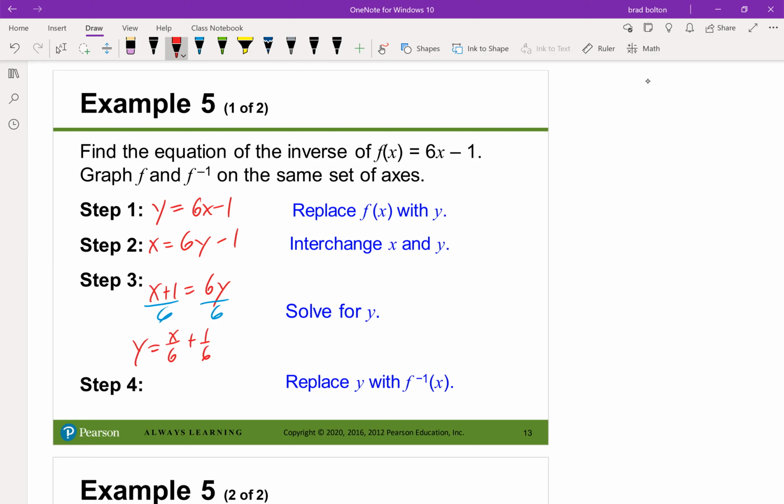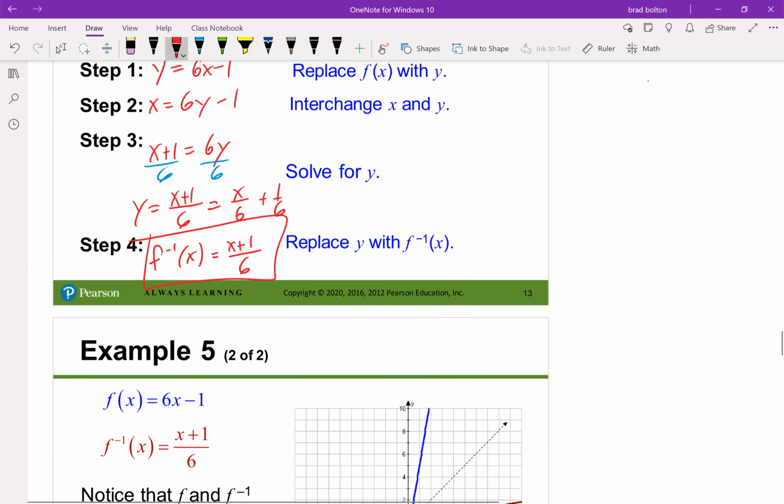Let me just double check, make sure there are no silly mistakes anywhere. Or we could just write it like this: x plus 1, all over 6. I'll just leave it like that, which is equivalent if we were to graph it. Now it says replace y with f inverse. So this becomes f inverse of x equals x plus 1 over 6, and this is the inverse of f.